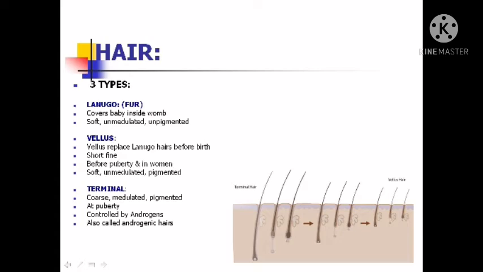The terminal hairs are the actual mature hairs. These are coarse, medullated, and pigmented. These are present at puberty, and these are controlled by the androgenic hormones, also called the androgenic hairs.